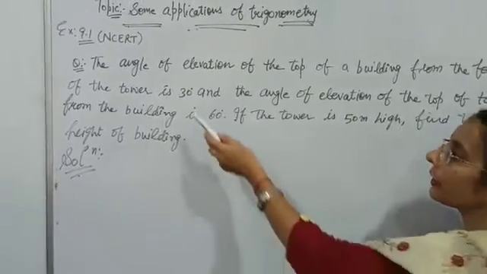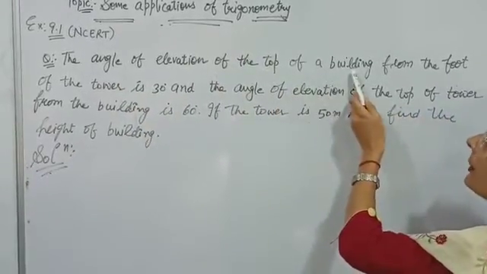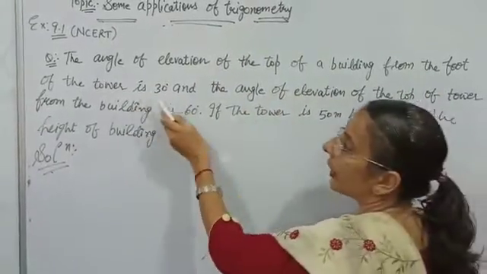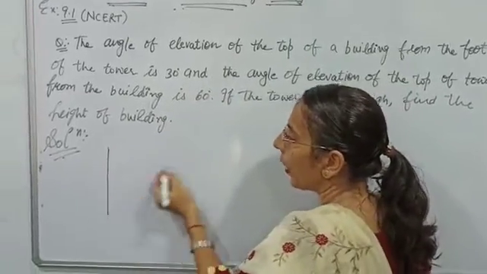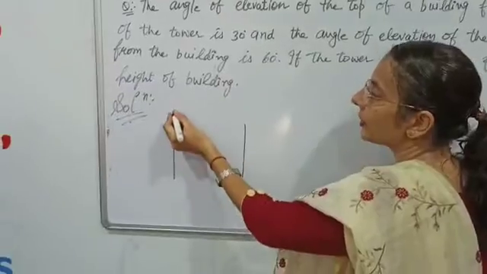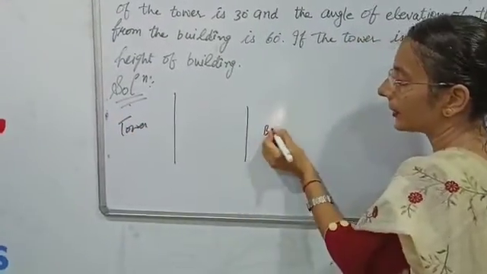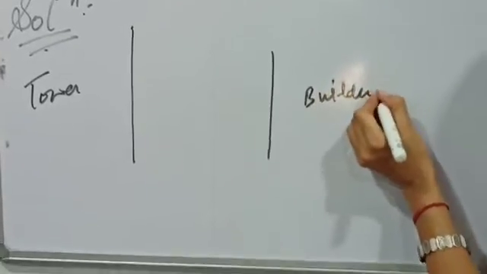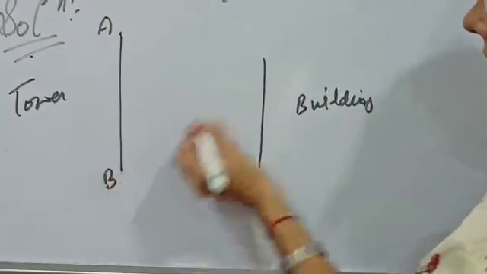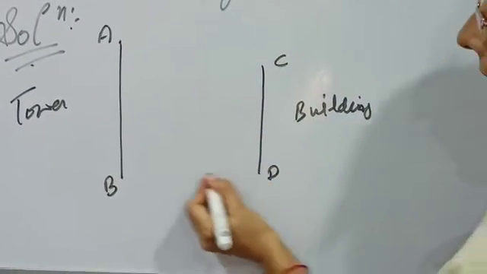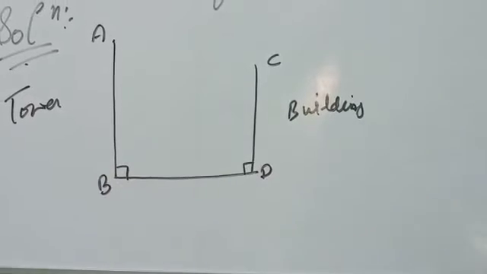So here is the question: the angle of elevation of the top of the building from the foot of the tower is 30 degrees. It means there is one tower and one building. We don't know which one is bigger, so here I am taking one as a tower and the other side as a building. Let us name them AB and CD, with the base distance, both standing at 90 degrees on the ground.